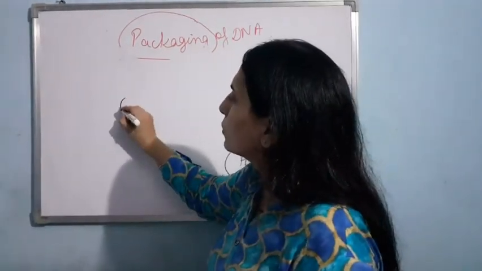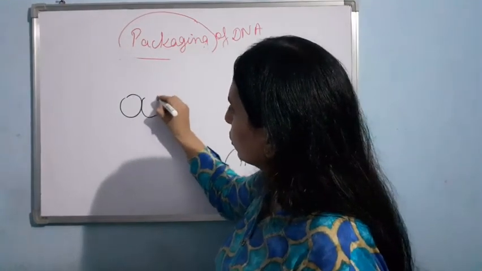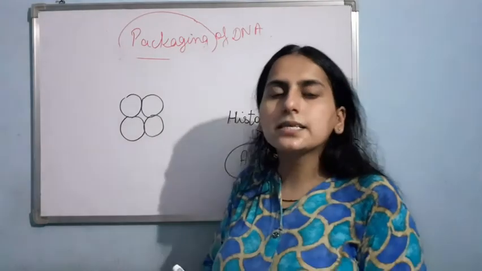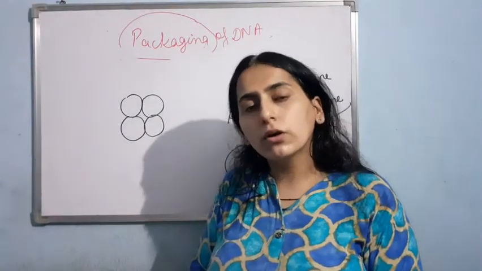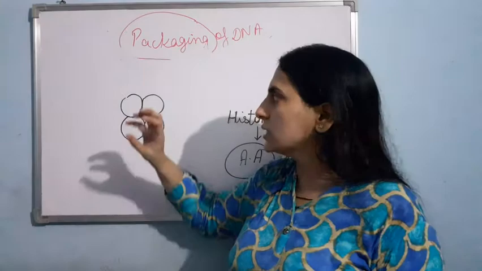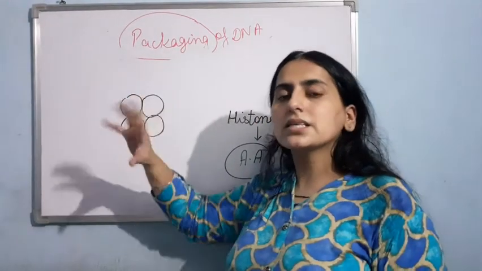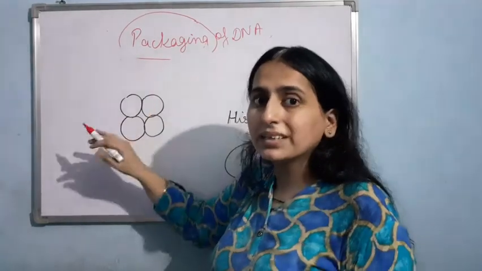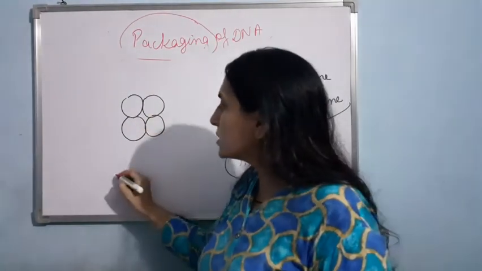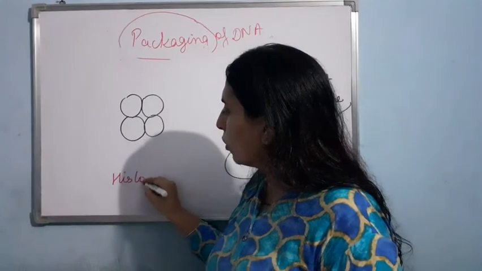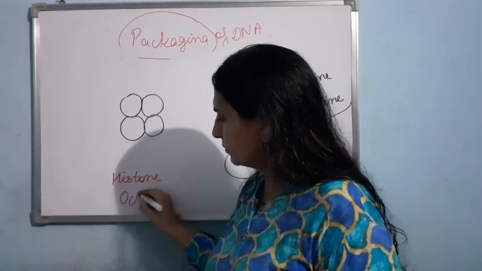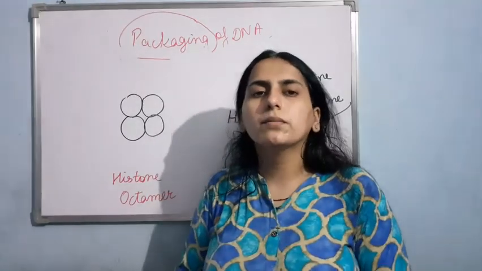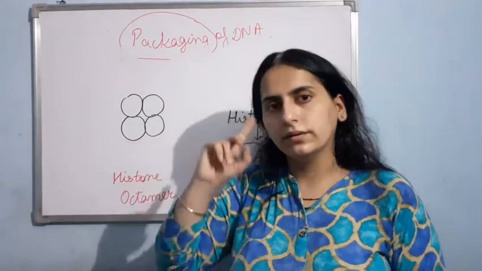I'm just drawing, suppose 1, 2, 3, 4. As this is a 3D structure, the other 4 histones will be present at the back. This is a 3D structure. The rest 4 are present at the back, but the total is 8. Am I clear? This is known as the histone octamer. And on this histone octamer your DNA is wound. Clear?